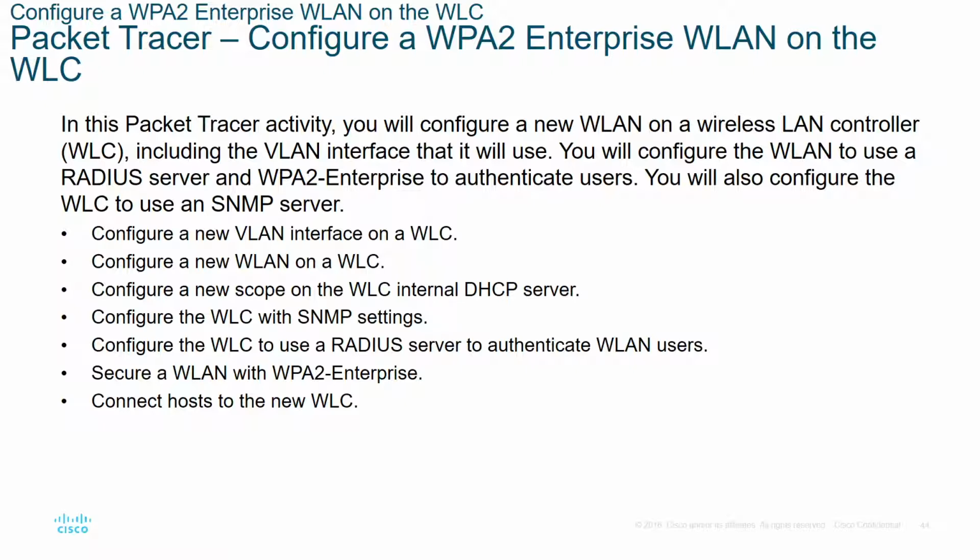So the steps will be to configure a new VLAN interface on a WLC, configure a new WLAN on a WLC, configure a new scope on the WLC internal DHCP server, configure the WLC with SNMP settings, configure the WLC to use a radius server to authenticate WLAN users, secure the WLAN with WPA2 Enterprise, and connect hosts to the new wireless LAN controller.